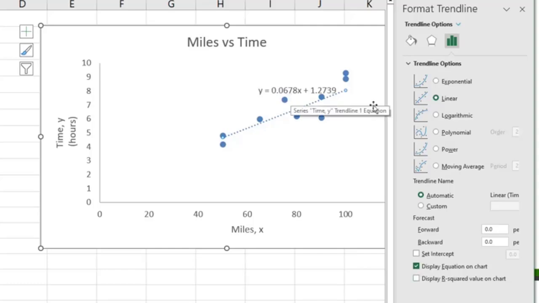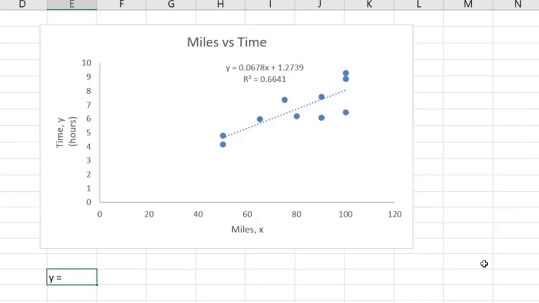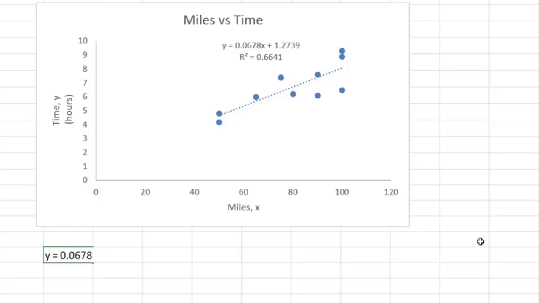That's your model. And the y and r squared, what is this? Oh, we're going to talk about this as well. So let's ask it to display r squared. Okay, so we're done with this. So let's get out of there. Okay, so I could see this better. So we have basically built a regression model. Okay, so y is equal to 0.0678 times x plus 1.2739. So that's a regression model.